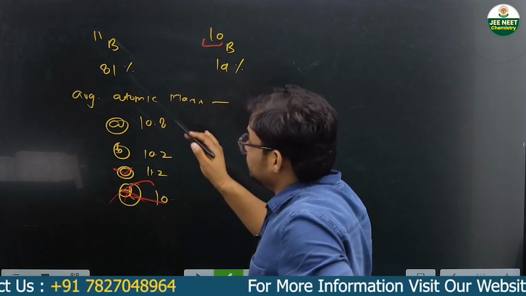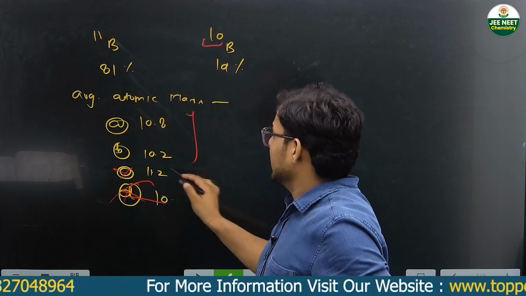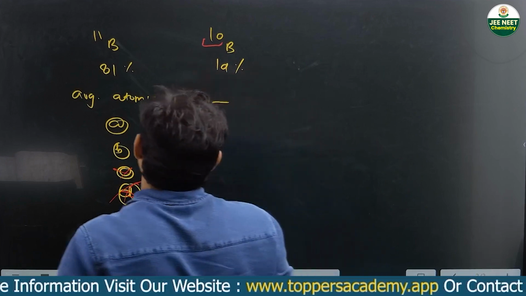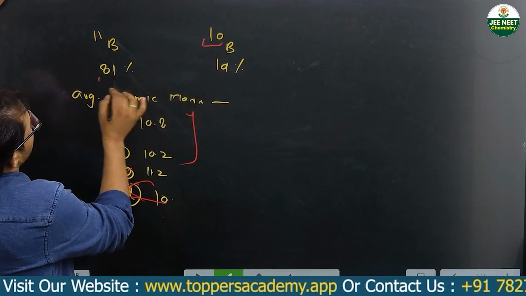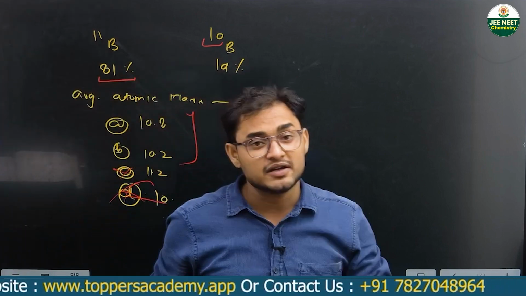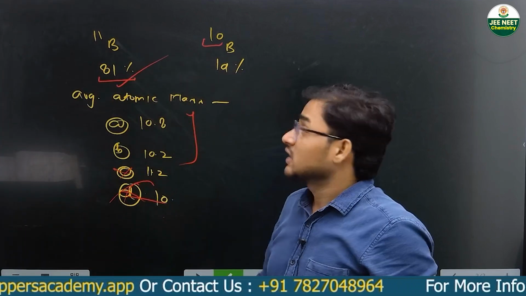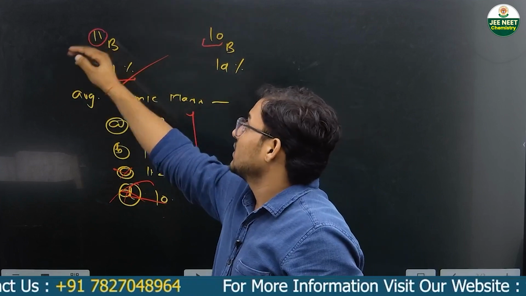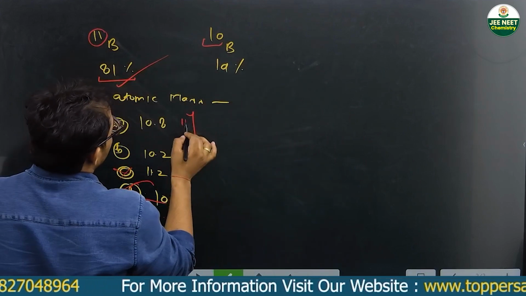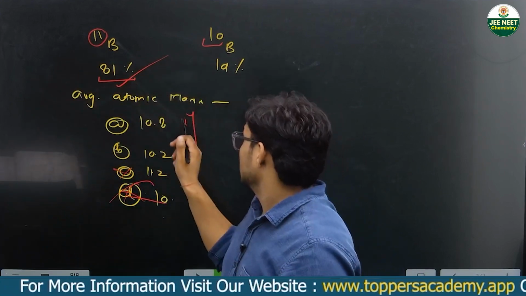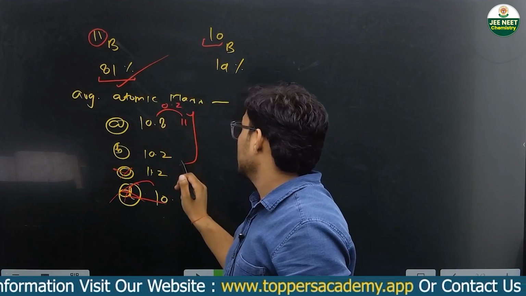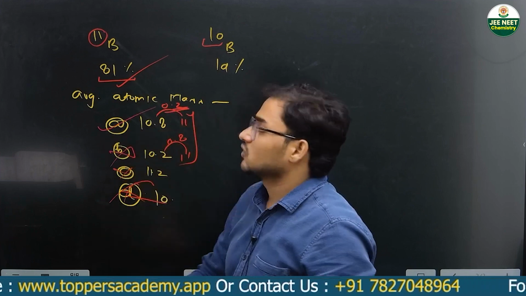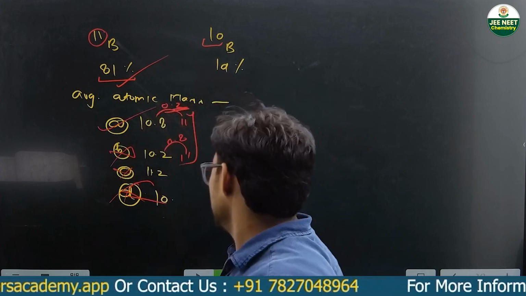So now listen, out of 10.8 and 10.2, one option will be the right option. I have to find which isotope has the higher abundance. It has 81%, the other just 19%, so it has the higher abundance. That means the answer will be very close to the atomic mass of this isotope, that is 11. You find the difference: 10.8 has 0.2 difference, 10.2 has a difference of 0.8, so 10.8 has less difference. That means it is the right answer.